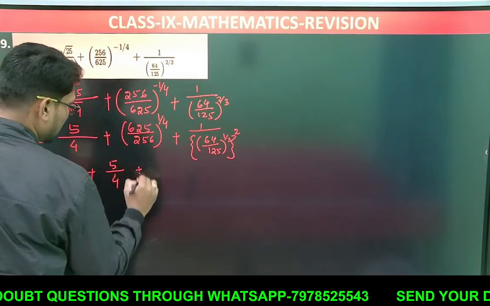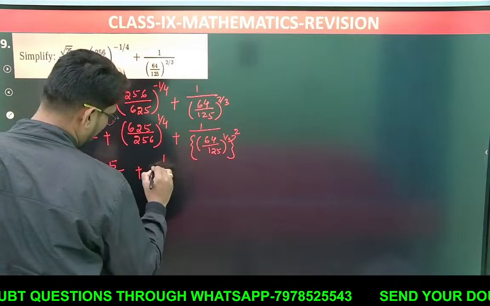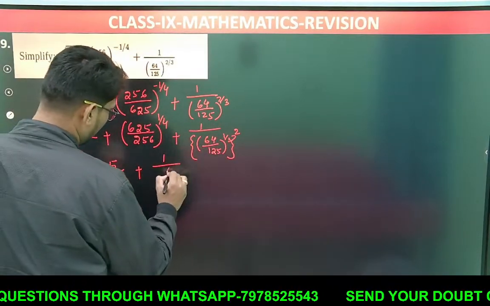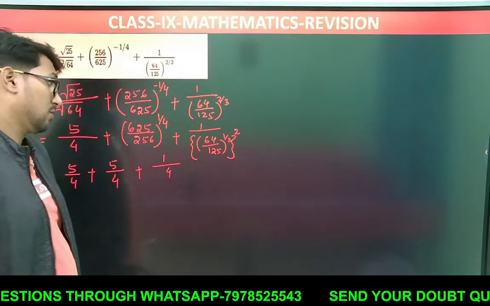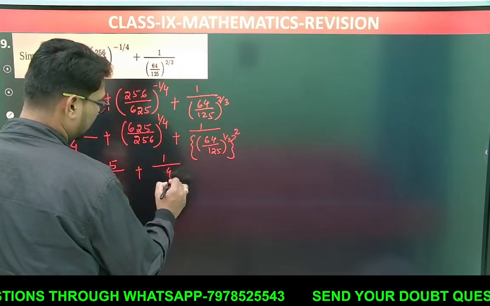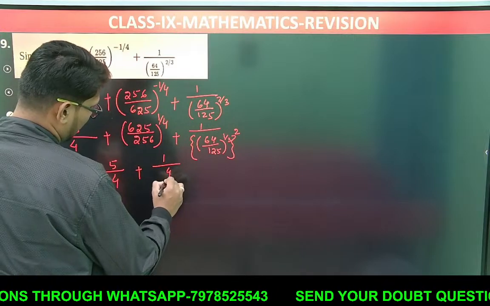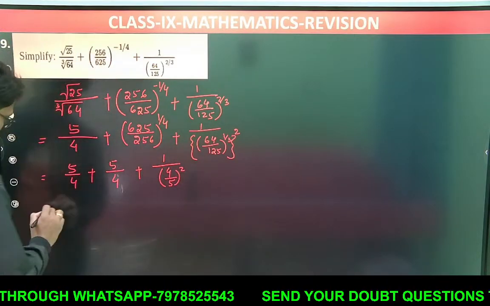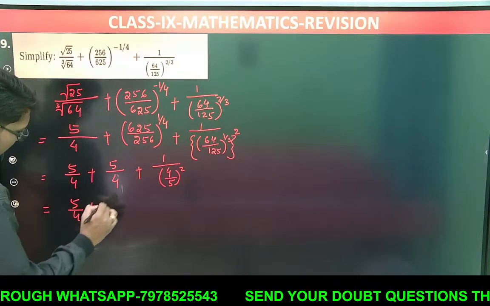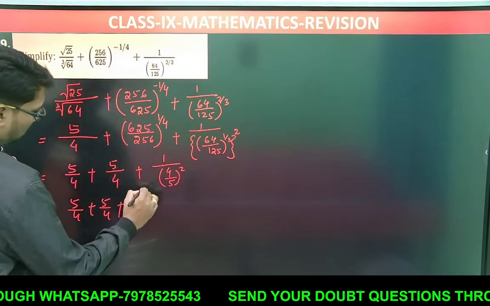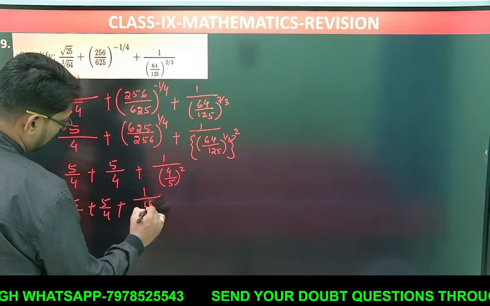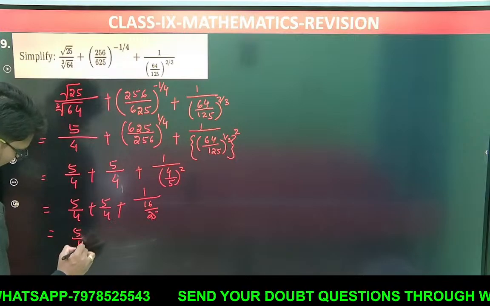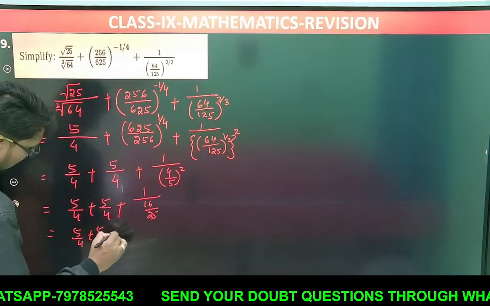4. Plus this is how much? 1 by cube root of 64. Cube root of 64 is how much? That is 4. And the cube root of 125, that is how much? That is 5 square. So it will become 5 by 4 plus 5 by 4 plus 1 by 4 for how much? 16 by 25.